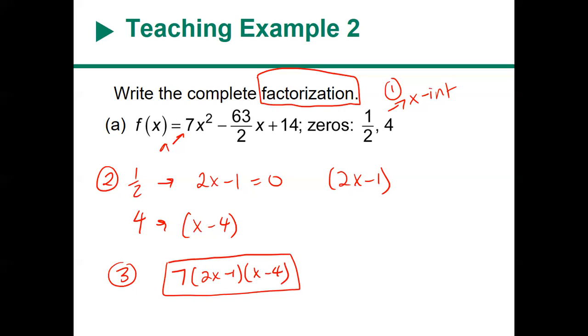If you have an A value other than 1, it's part of your complete factorization. Does that make sense? Technically, 1 is there at all times, right? He's just the friendly 1.